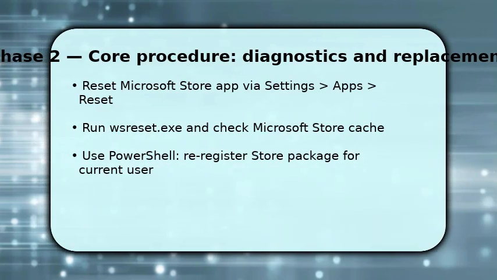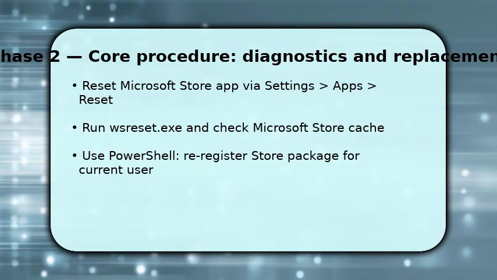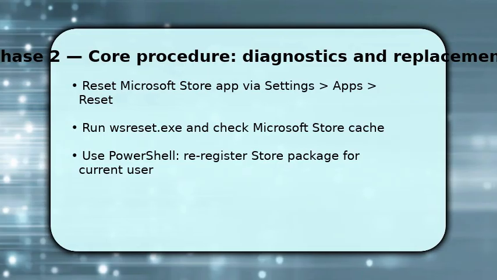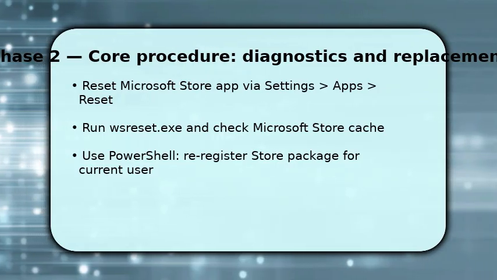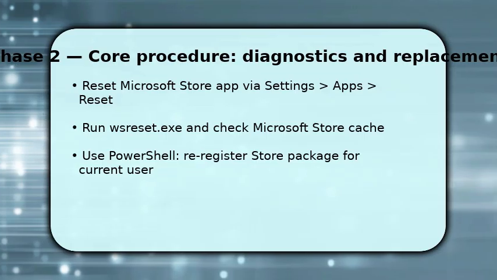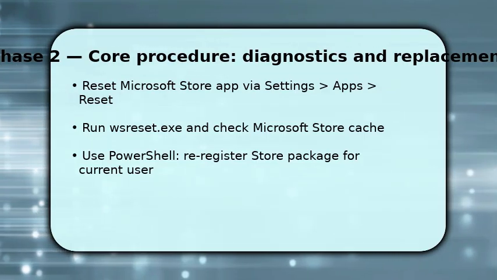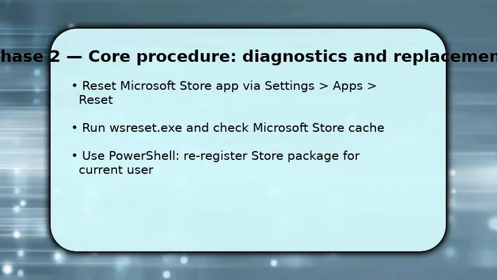Next, fix the store itself. You'll want to reset the Microsoft Store app from Settings, right arrow Apps, right arrow Microsoft Store, right arrow Advanced Options, right arrow Reset. That clears local state. Then run WSReset.exe to purge the store cache and try opening the store again.